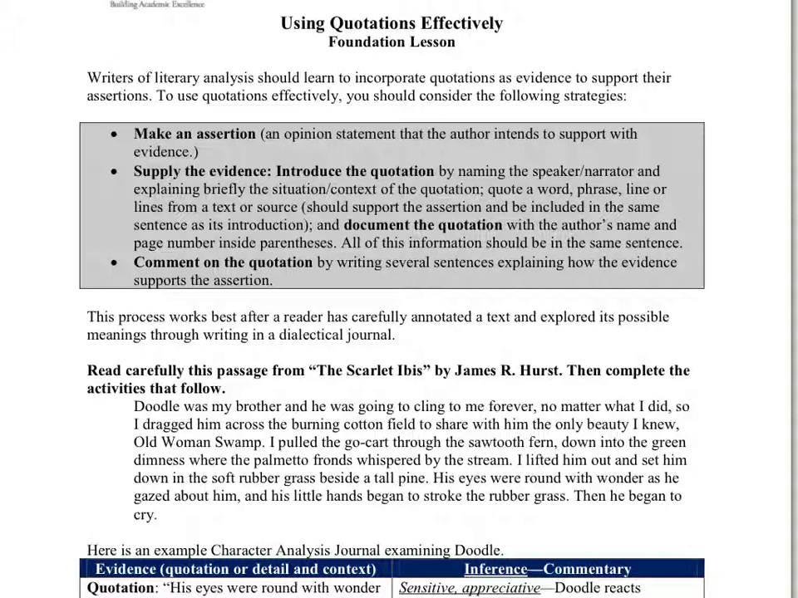Alright, so our favorite gray boxes. This gray box here on the worksheet tells you the three main things you have to do when including a quotation in your writing. First thing you need to do is make an assertion. An assertion is another word for an argument or a claim. It's an opinion statement that the author intends to support with evidence.